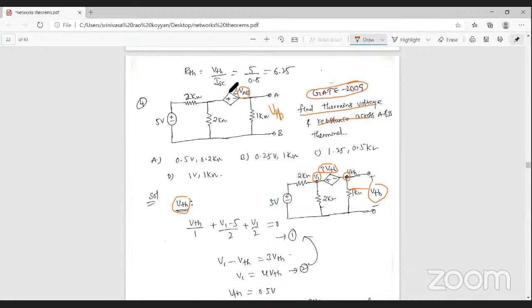Okay, this voltage source is present in between these two nodes, so these two nodes are called a super node.